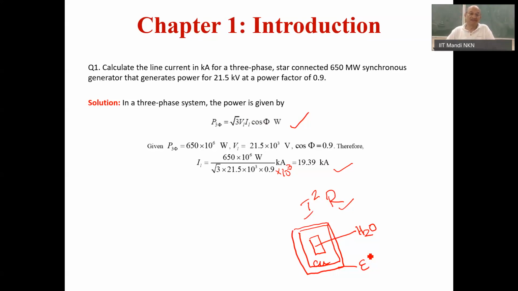Now, a very important question I would like to discuss here. You would say, why don't we increase the voltage? This is 21.5 kV. If we increase the voltage, the amount of current would be much lower, isn't it?